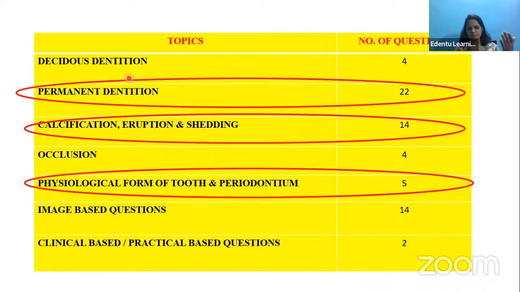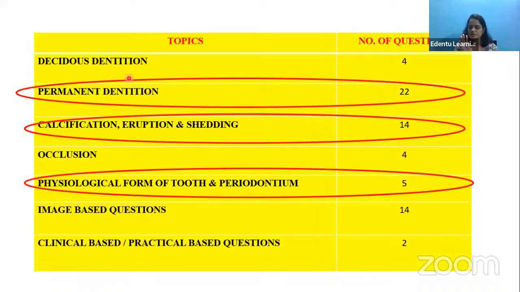So these are the three highly important topics that you should be focusing more on while studying the dental anatomy part. First is permanent dentition. Now I will tell you in the next slide which topics of permanent dentition you should be focusing more on and how to study this also. But these are the mainly three topics: the permanent dentition, the calcification, eruption, and shedding, and the physiological form of tooth and periodontium. Now, another topic, when we analyzed, we didn't get many questions from: the occlusion.